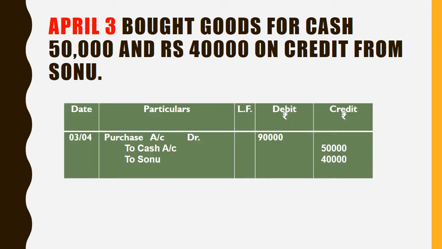And the entry for this transaction is purchase account debit by rupees 90,000, to cash 50,000, to SONU 40,000. Here purchase is debited by 90,000 because दोनों purchase ही हैं, चाहे cash हो चाहे credit हो. But cash is paid for rupees 50,000 only. Whereas remaining 40,000 will be termed as credit purchase. That's why I am crediting SONU by rupees 40,000 क्योंकि SONU हमारा liability बन गया, creditor बन गया.